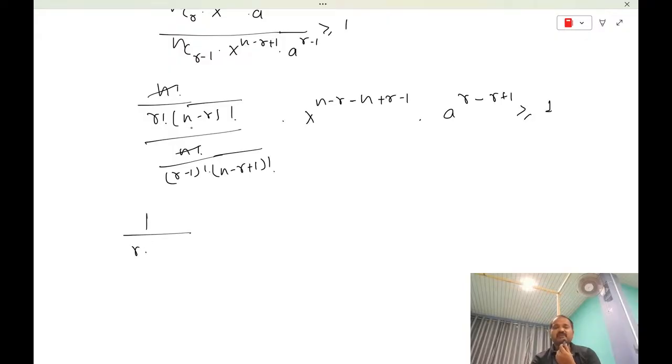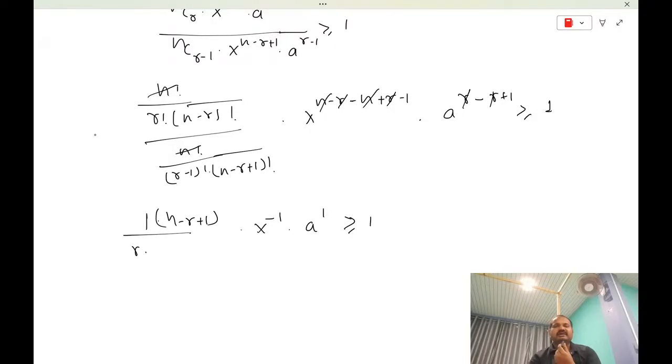Okay. And here it is n minus r. So n minus r, this one will be n minus r plus 1. So in the numerator, it will be n minus r plus 1 into n minus r factorial. n minus r factorial will get cancelled. So we can easily say x to the power n cancels and r cancels. So x to the power minus 1 into a to the power r gets cancelled. So a to the power 1 will be greater than or equal to 1.